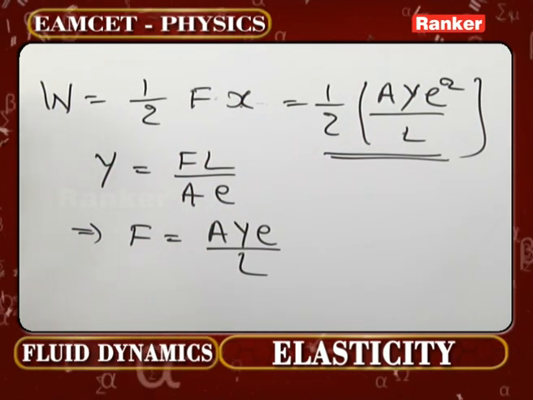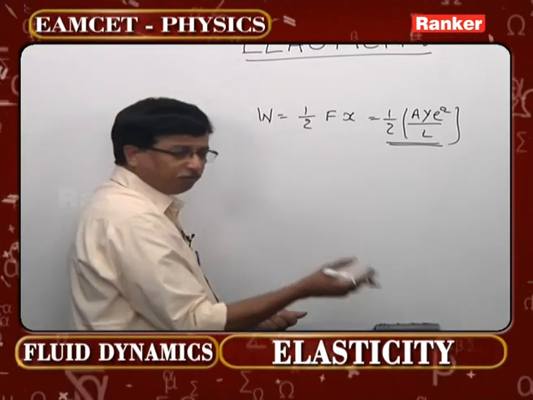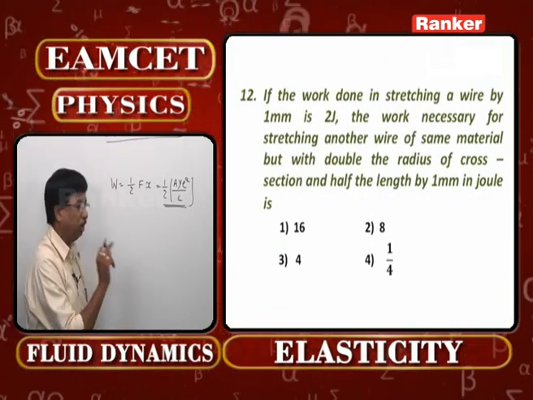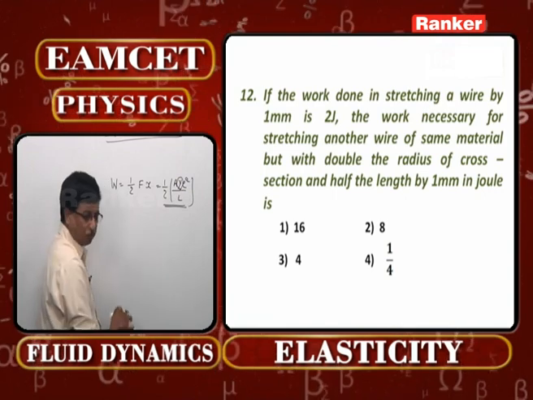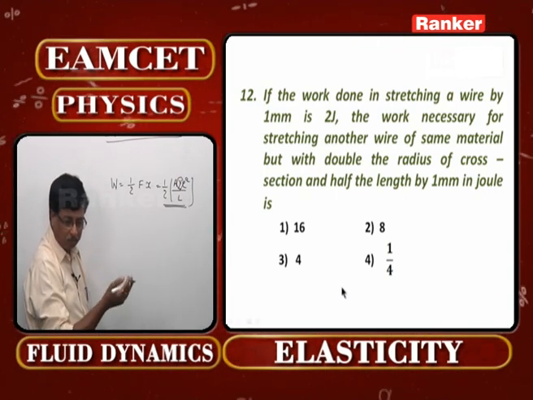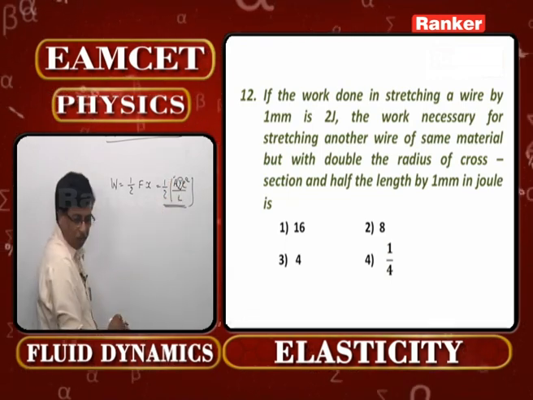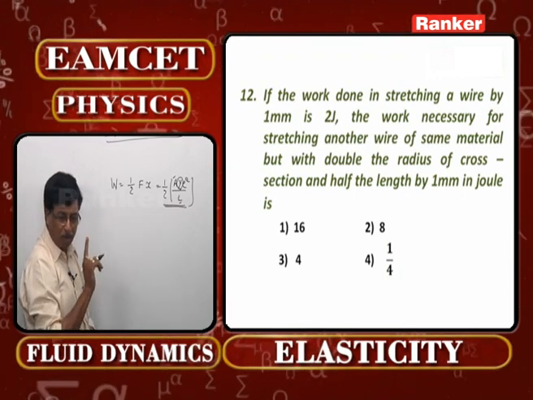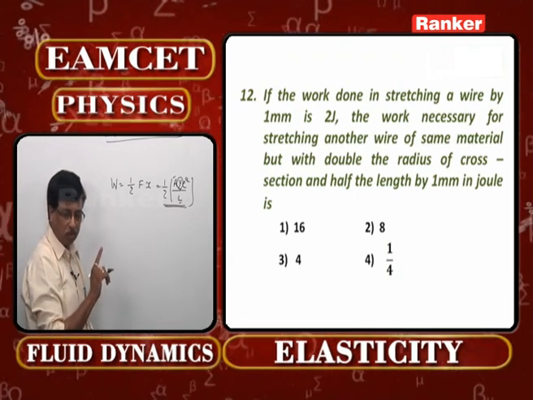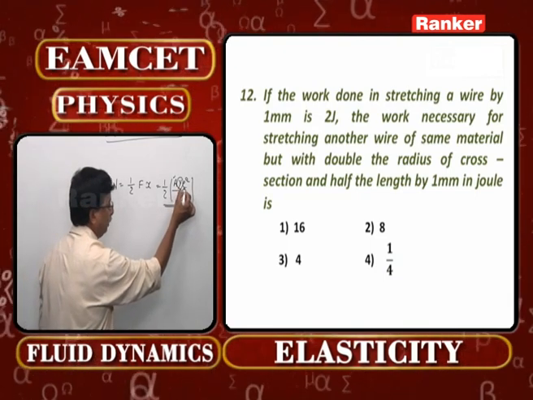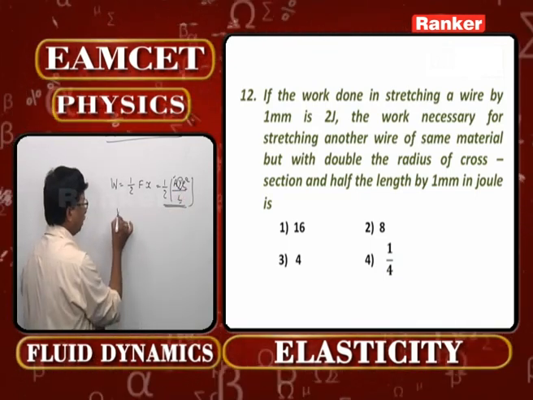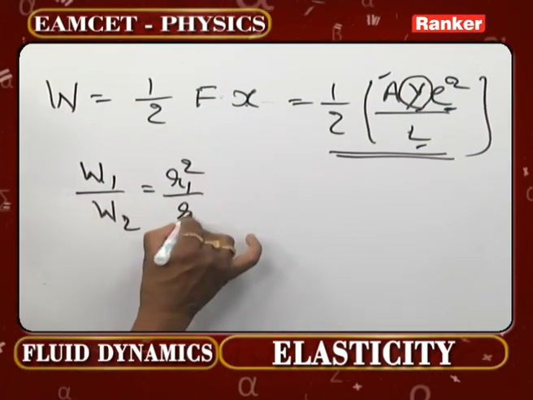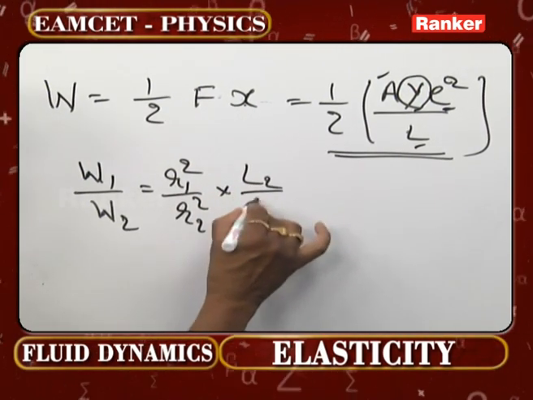Now, what are the values he has given you? You just look at that one, then finalize the answer. The work necessary for stretching another wire of same material, that means Young's modulus is constant. Forget that. With double the radius of cross section, that means A is a variable, right? And half the length is also a variable by 1 millimeter only. That means 1 millimeter in both the cases is common. That means e square also will be the same. So what can we write now? W1 by W2 is equal to R1 square by R2 square into L2 by L1.